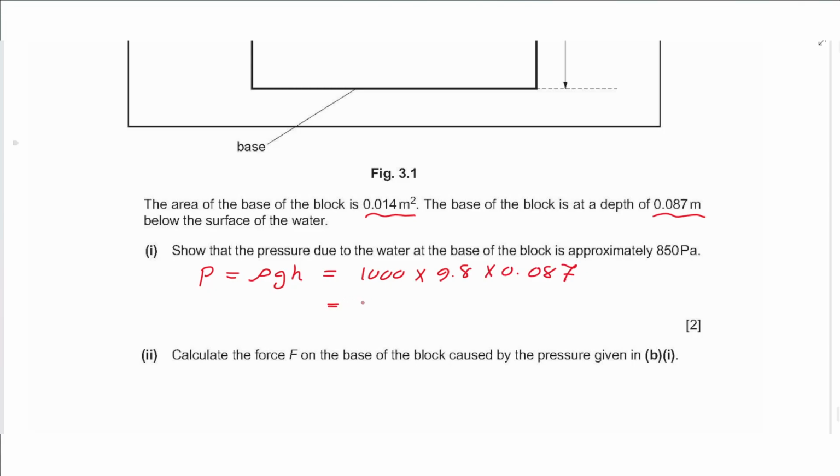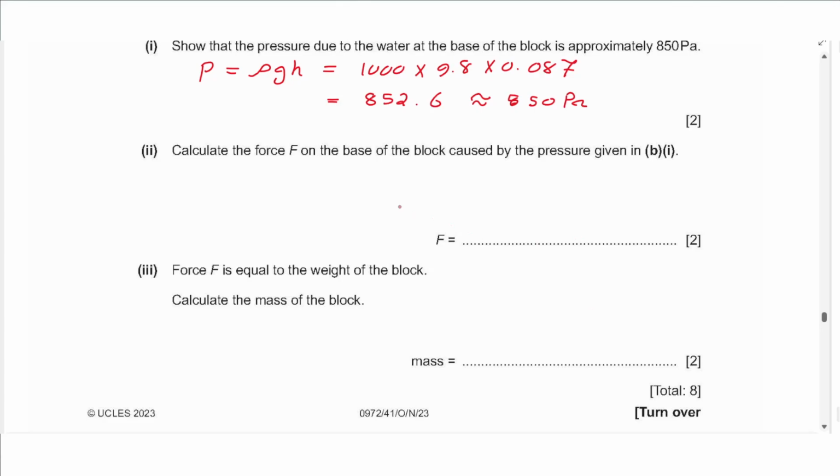That gives an answer of 852.6, which is approximately 850 pascals. Part I says calculate the force F on the base of the block caused by the pressure given in B I. So we are going to use the approximated value this time.